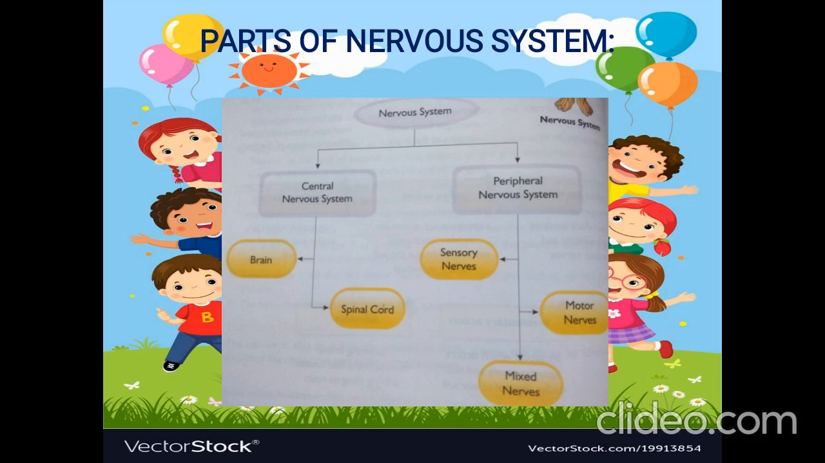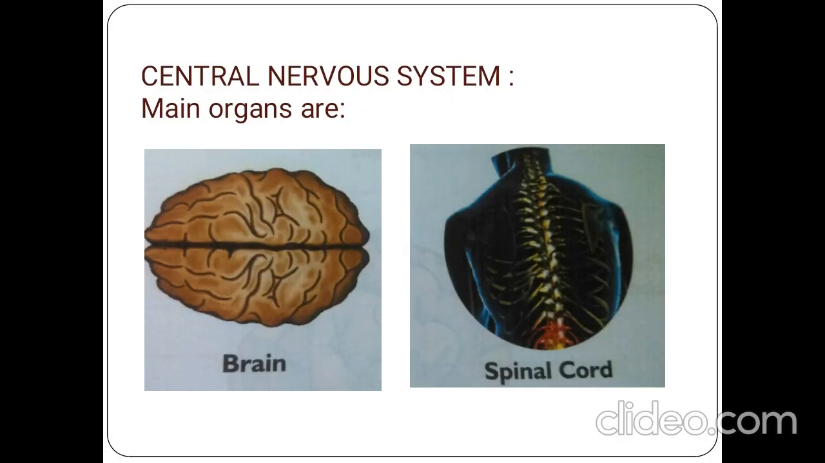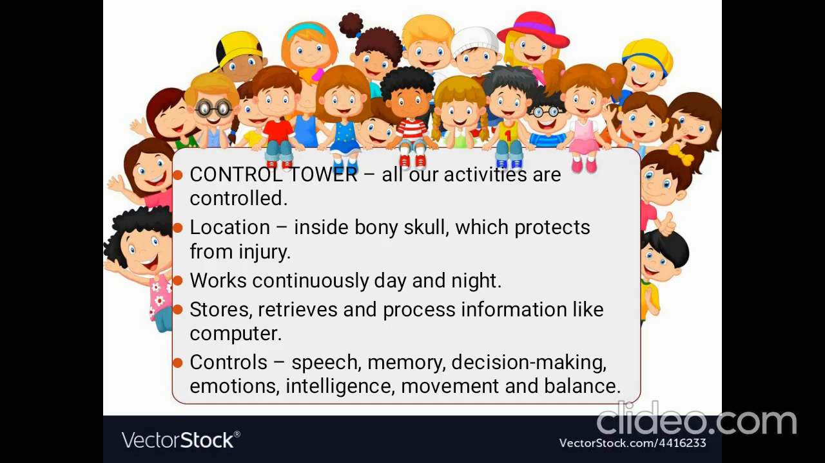Right. Then we saw about parts of nervous system. They are central nervous system and peripheral nervous system. Central nervous system comprises of brain and spinal cord, whereas peripheral nervous system comprises of sensory nerves, motor nerves and mixed nerves. Right. In that we saw about central nervous system. That is, we are seeing about brain.